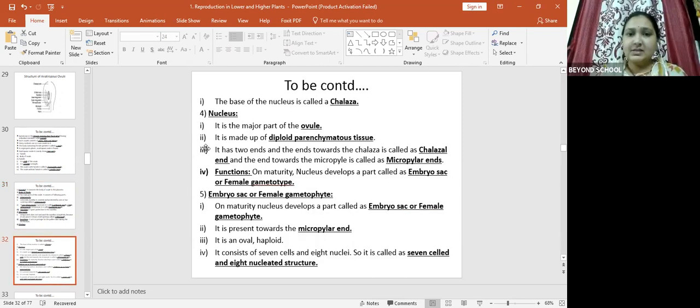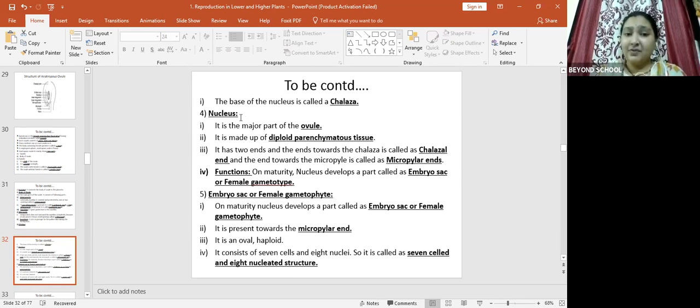Now the next thing is the nucellus. It is a major part of our ovule because when the embryo sac is young, we call it a nucellus. And when this nucellus reaches the mature stage, when it attains all of the cells, we call it an embryo sac. That's why it is called a major part of the ovule. This nucellus is majorly made up of parenchymatous tissue, diploid parenchymatous tissue.